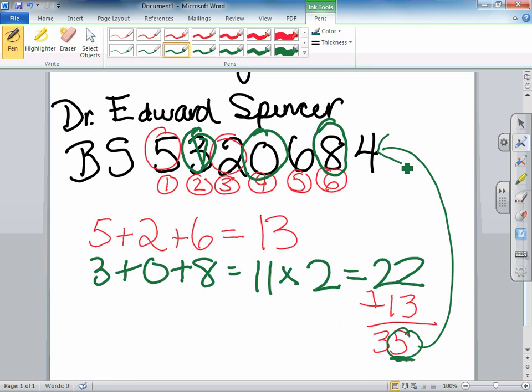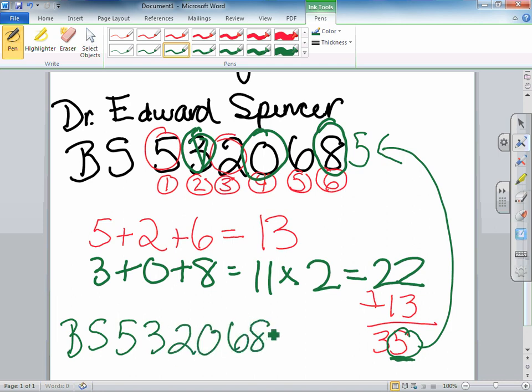So instead of that 7th digit being a 4, it should be a 5. That 7th digit should be a 5 instead of a 4. If the DEA number was BS532065, then that means what? The DEA number is correct.